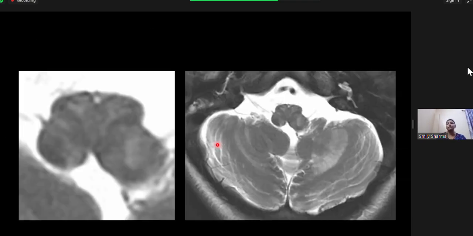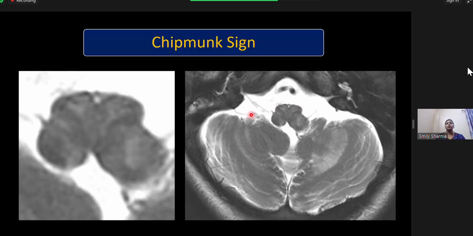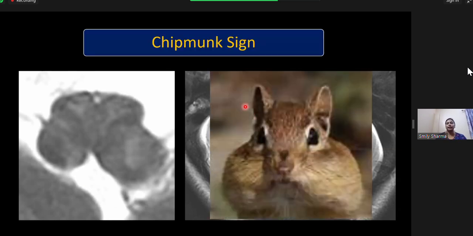there are a few new signs which have been described very recently, this year only. One of these signs is the involvement of the medulla. So there is a particular involvement of the medulla. Very good, someone has answered chipmunk sign. So it is a very recent sign described in AJNR. It is a characteristic medullary involvement. So what is there in it?